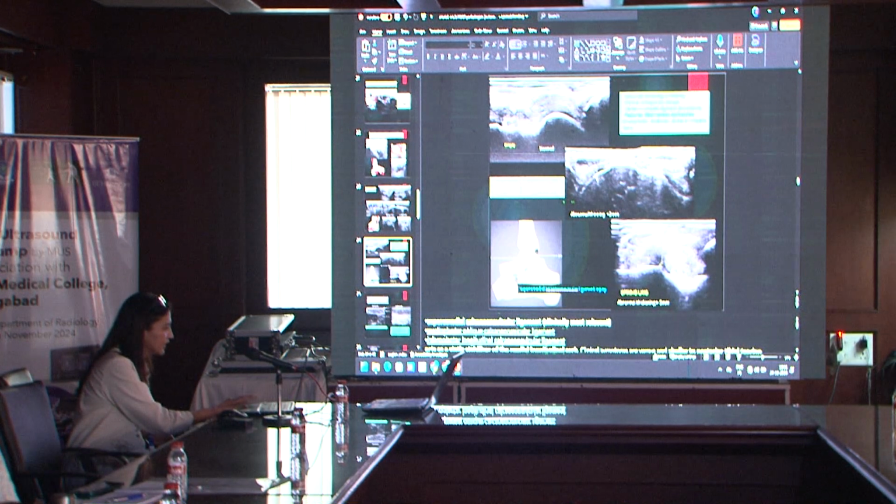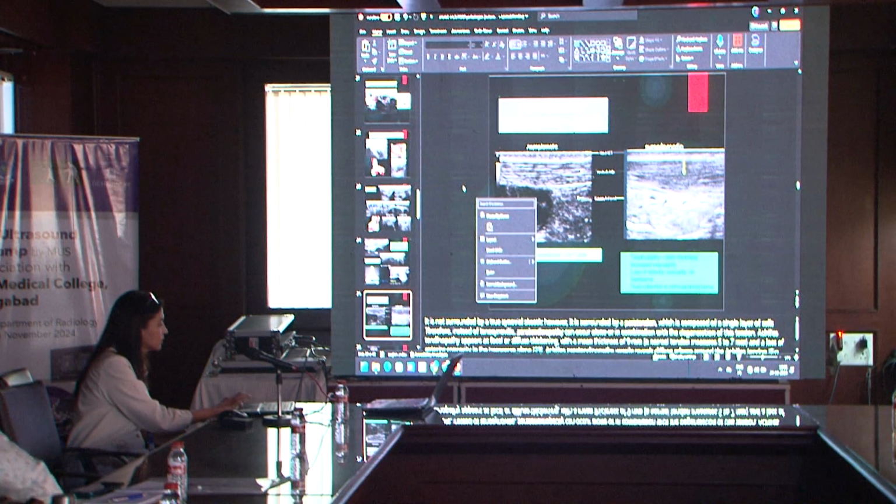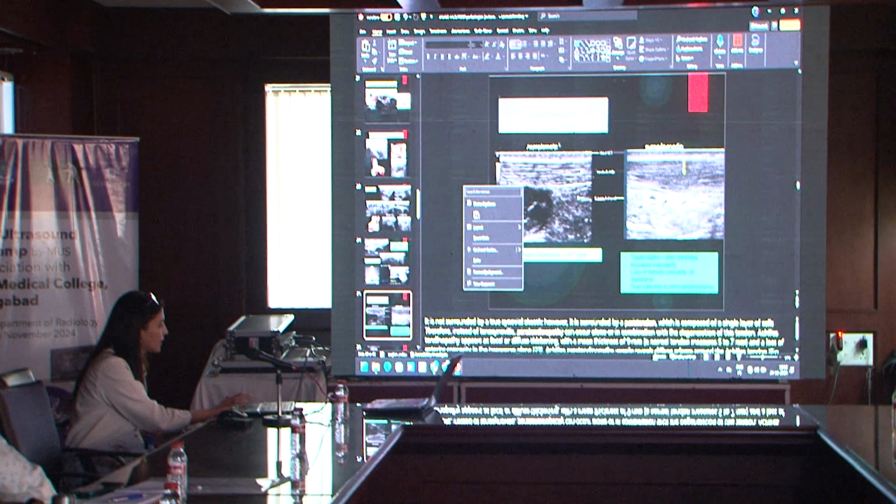So this is one of the cases where the spring ligament is absolutely thin, it's less than 2 mm. Here this is a case where it is thickened, it's more than 5 mm. So just coming to the last part of my talk, that's the posterior compartment.